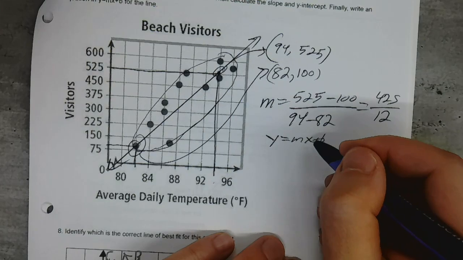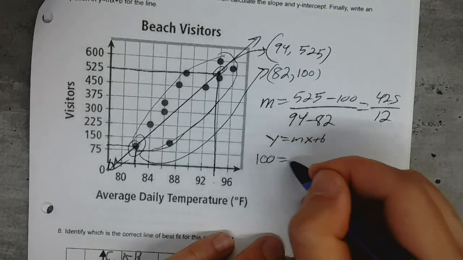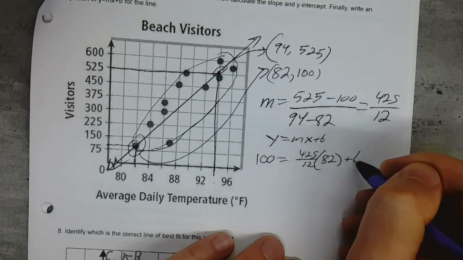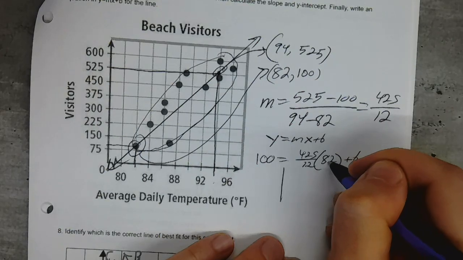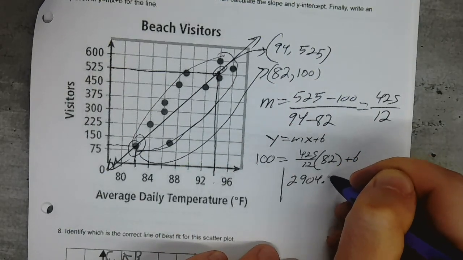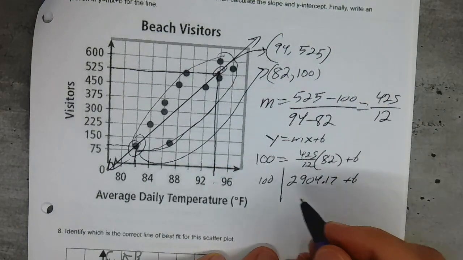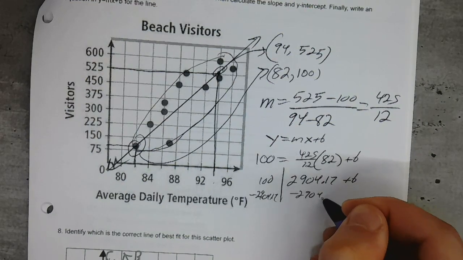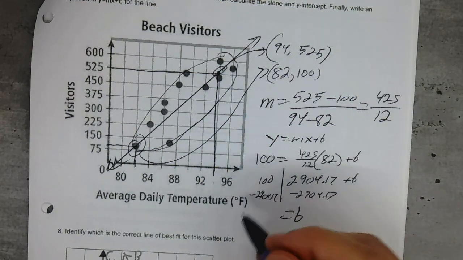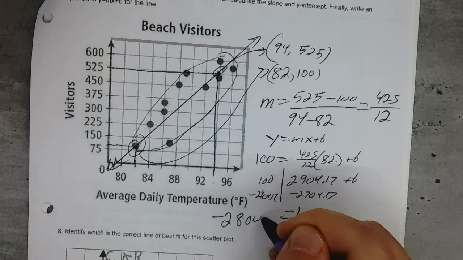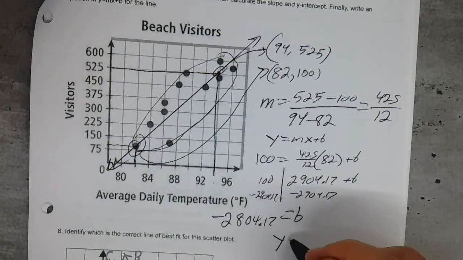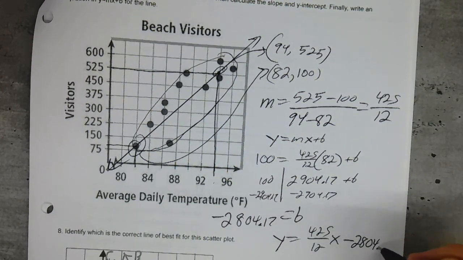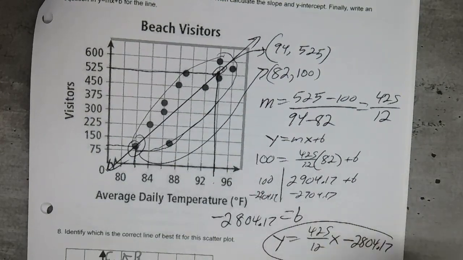I'm going to go ahead and use the lower point, so 100, and then use my slope here, and then 82 plus b. Divide, multiply. I get 2,904.17. So I need to subtract that. And then I'm going to get b equals negative 2,804.17. So my equation, 425 over 12 x minus 2,804.17.